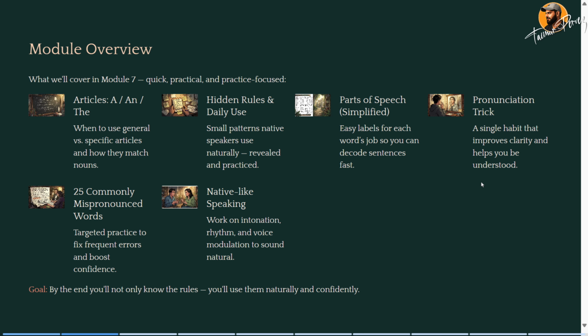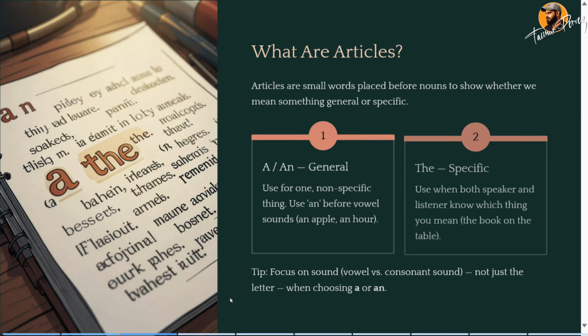एक ही single habit होगी which I'll show you, which will help you to improve your pronunciation. And then there are 25 commonly mispronounced words. And lastly, we have native like speaking. In this lesson, we will work on intonation, rhythm, and voice modulation to sound natural. So, the goal is that by the end, you will not only know the rules, but you will know how to use them naturally and confidently.